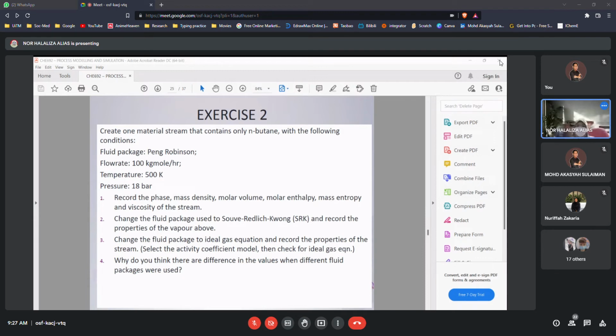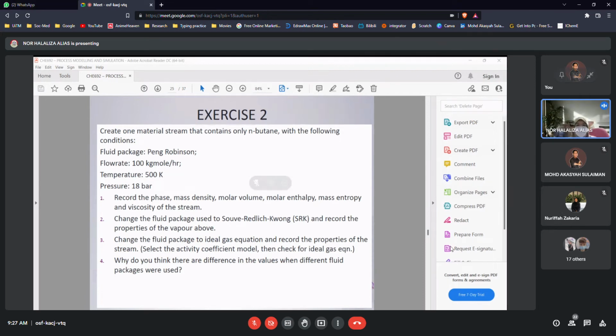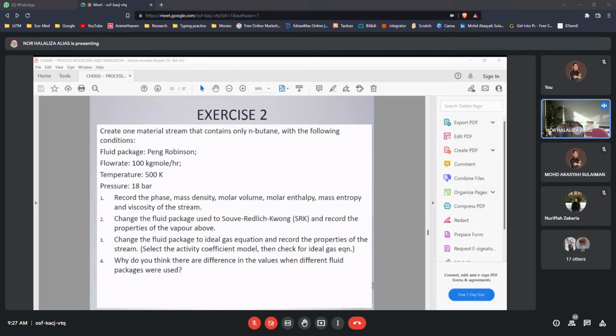Okay, boleh kita mula? Boleh. Okay, create one material stream that contains only N-butane. Contains only, it means again it is a single reactant. Is that right? Yes, Class, Doctor. Okay, so tadi kita pakai water, now kita pakai N-butane.